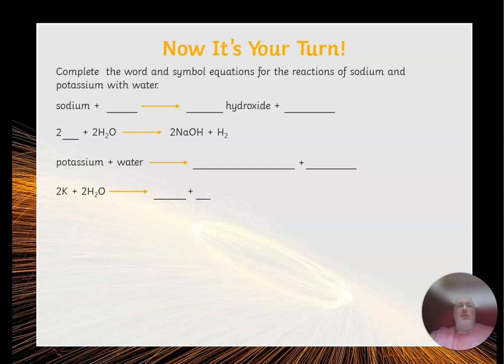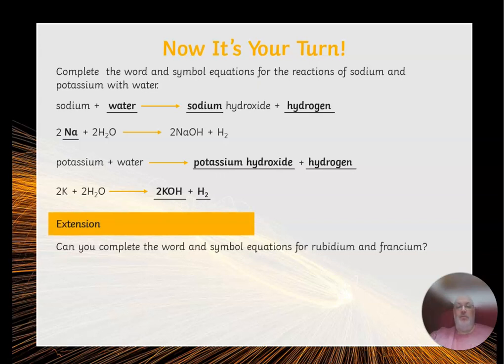Now what are we going to add in here? Well, it's the same reaction, only with a different metal. So it's going to be sodium plus water gives sodium hydroxide and hydrogen. So it'd be 2 Na plus 2 H2O gives 2 NaOH plus H2. It shouldn't be a massive leap for you to see that the next equation is going to be exactly the same, just with a change of metal. So potassium plus water will give us potassium hydroxide plus hydrogen, and 2K plus 2H2O will give us 2KOH plus H2. Can you complete the word and symbol equations for rubidium and francium?